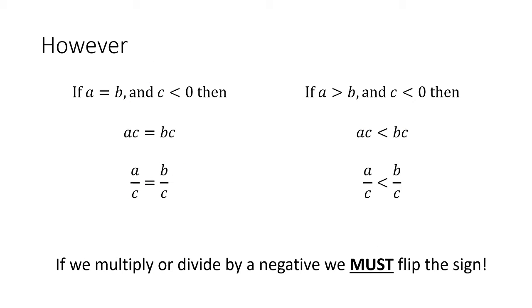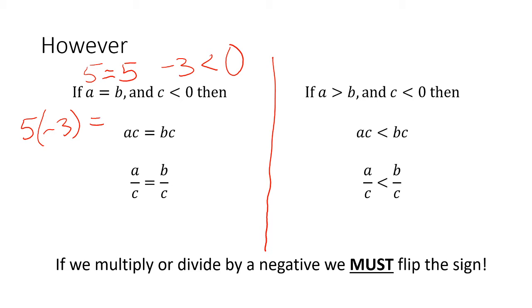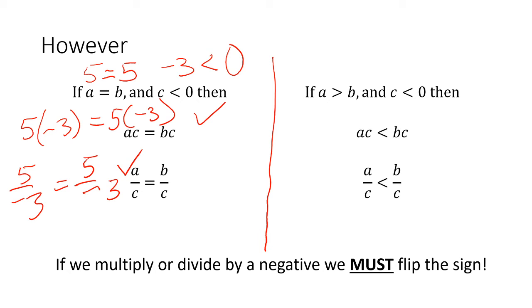However, whenever we have, if A is equal to B and C is less than 0, so if 5 is equal to 5 and negative 3 is less than 0, then 5 times negative 3 is equal to 5 times negative 3. Okay, that's true. 5 divided by negative 3 is equal to 5 divided by negative 3. Okay, that's true. However, let's say that we didn't flip the sign here. You may notice the signs are pointing the other direction now.